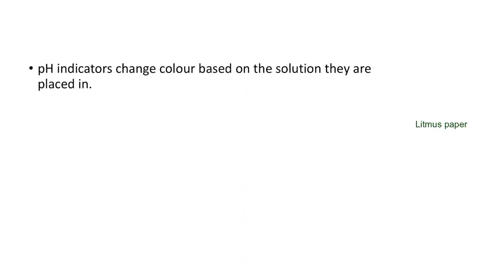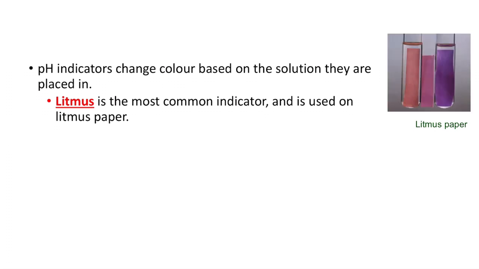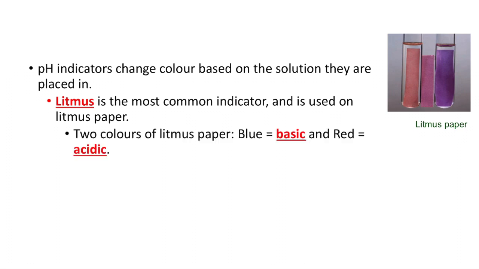pH indicators change color based on the solution they are placed in. Litmus is the most common indicator and is used in the form of litmus paper. So there it is off to the side. You can see that it's got a blue-purple color in the presence of a base and goes quite red in the presence of an acid. So there are two colors of litmus paper. Blue is your basic and red is your acidic.